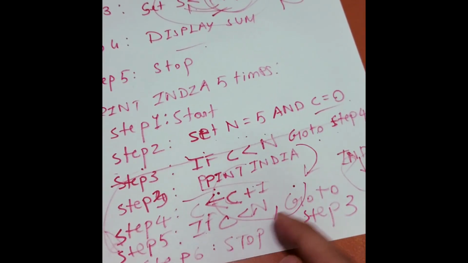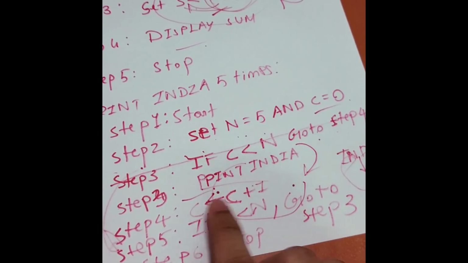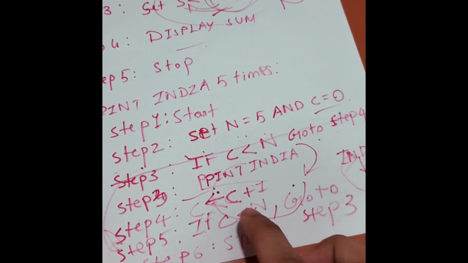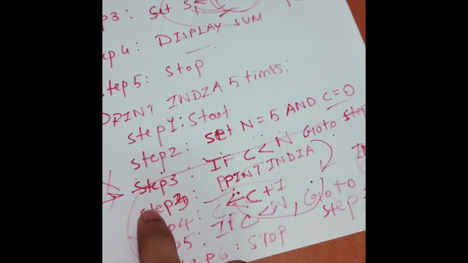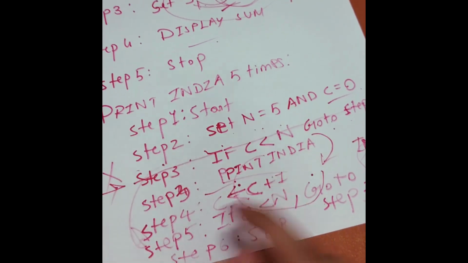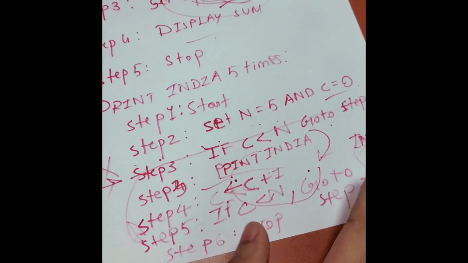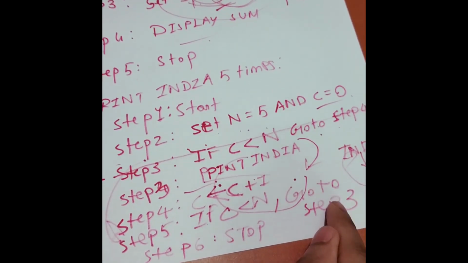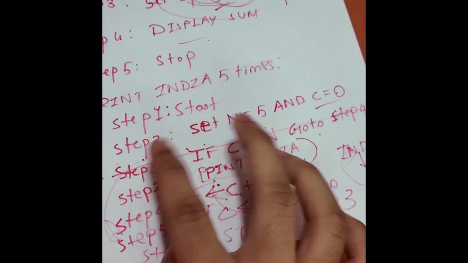If C is less than N, go to step 3. C is equal to 1 now because I have incremented the value by 1. So C is obviously less than N. Go to step 3. It again returns to step 3. Step 3 means print India. India is printed the second time. C is equal to 1, 1 plus 1 is 2. C is again incremented. Again it goes to step 5. C is less than N, go to step 3. Obviously 2 is less than 5. It again goes back to step 3.